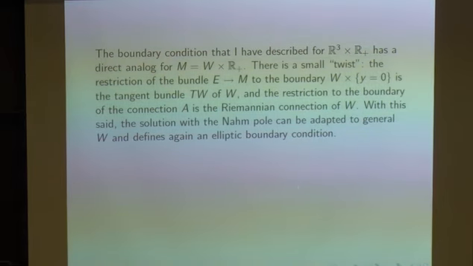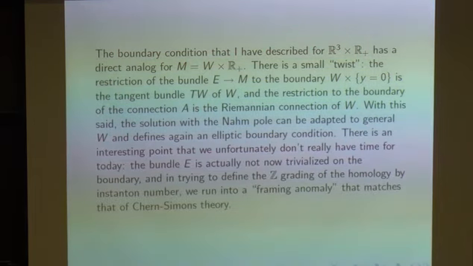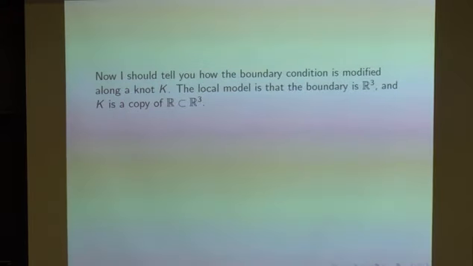So there's a small twist. The restriction of the bundle over M: instead of the connection being 0, the connection on the boundary is the Riemannian connection of the boundary. And then you find that the solution with the Nahm pole can be adapted and defined as an elliptic boundary condition. There's an interesting point that we'll have to skip, which is that because the tangent bundle of the boundary is not trivial, you run into a framing anomaly. Sorry, are you talking about SO3 gauge? Well, for brevity I said SO3, but there's a simple analog for any G, with the principal embedding associated with the tangent bundle of G.